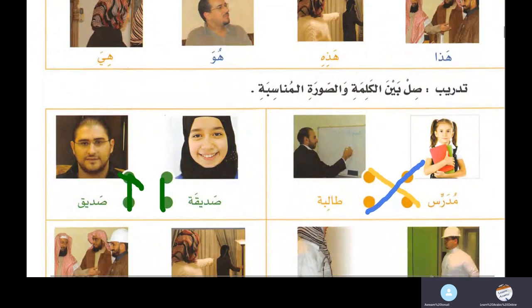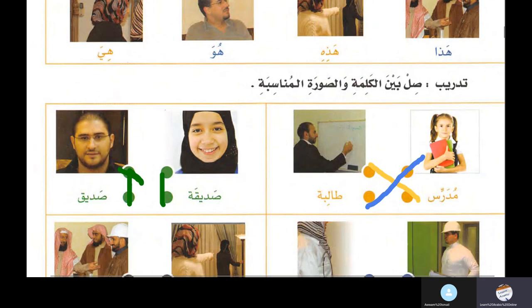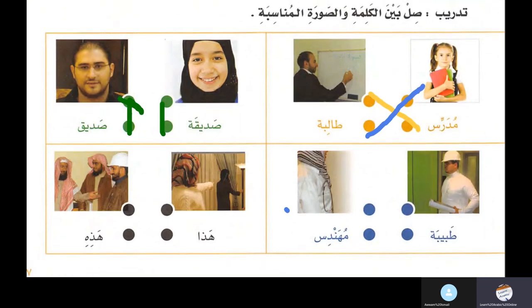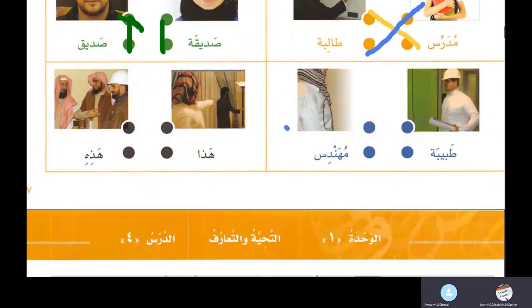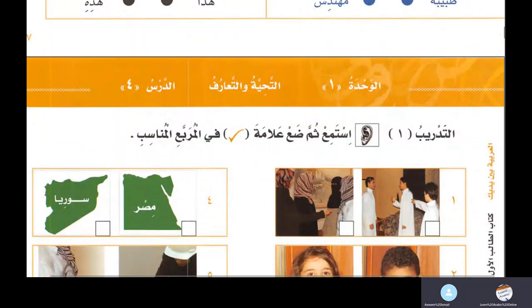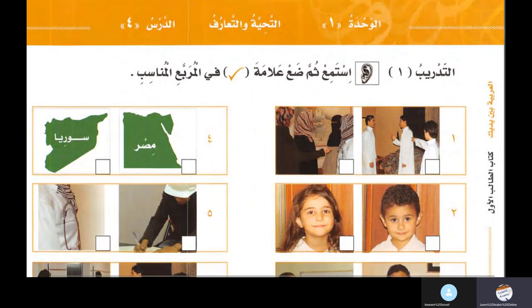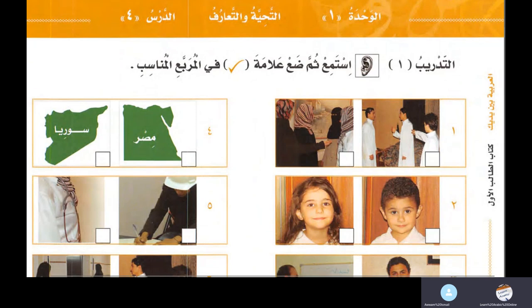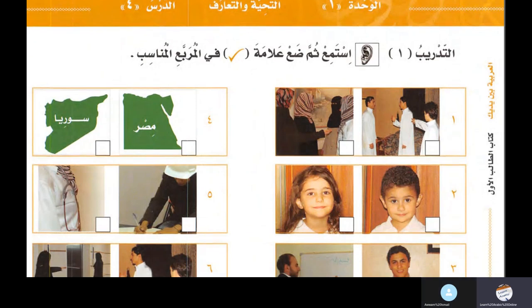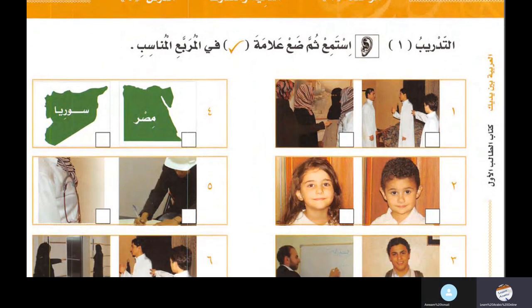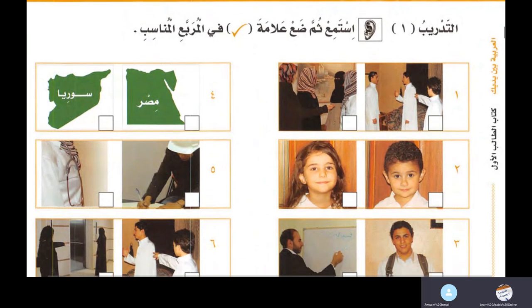Tadrib sil bain al kalimati wasu waratil munasiba. Connect the word with the appropriate picture. So this question is your homework, okay? Okay. Al-wahdatul ula, ad-darsu rabi', at-tadrib ul awwal. Listen, then put the check mark in the appropriate box. Okay.